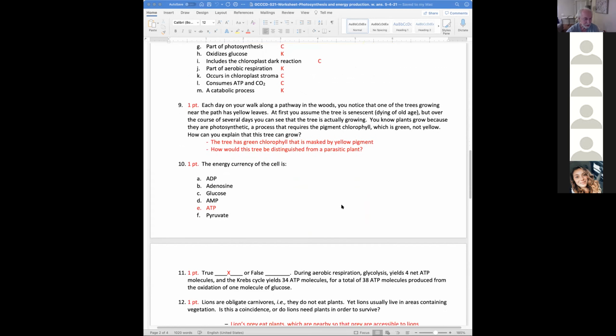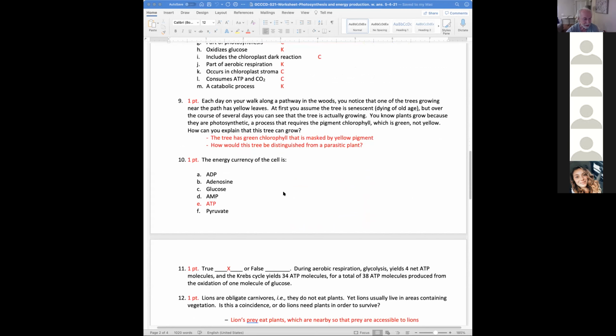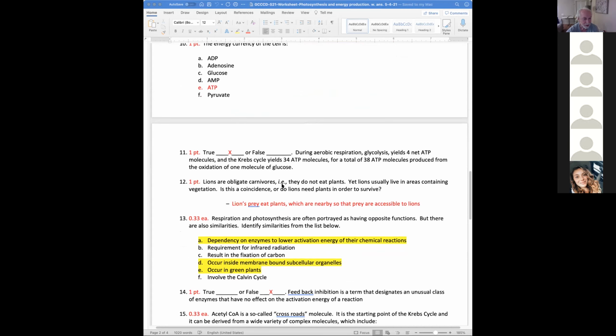Okay, let's go on. Energy currency is ATP. Everybody got that. On the next one, I actually made a mistake in wording this. During aerobic respiration, glycolysis yields 4 net ATP. That should be 4 gross ATP molecules. And the Krebs cycle produces 34 for a total of 38. So if I had worded it correctly, it should be true. But because I didn't, I accepted a false answer as correct.